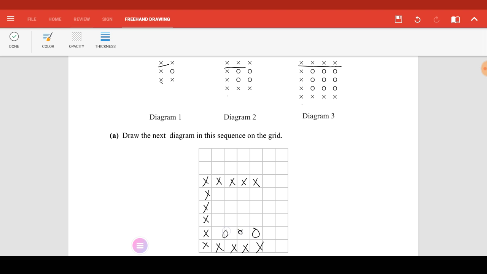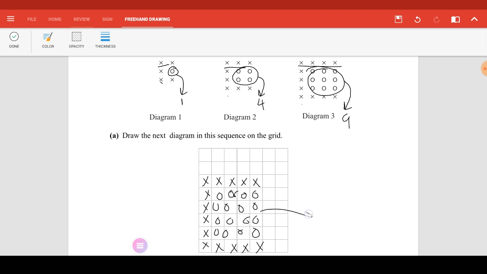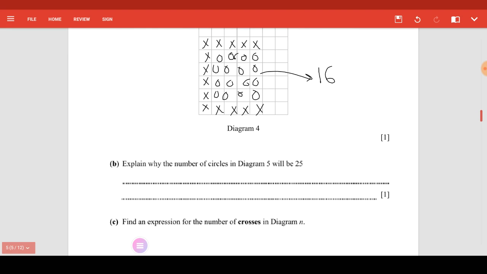And circles and sides. As you see, the circles are forming a square. 9 here, they are 16. So the next question he will ask you what the number of circles in diagram 5 will be: 25, because this sequence is for the square numbers. So square numbers.